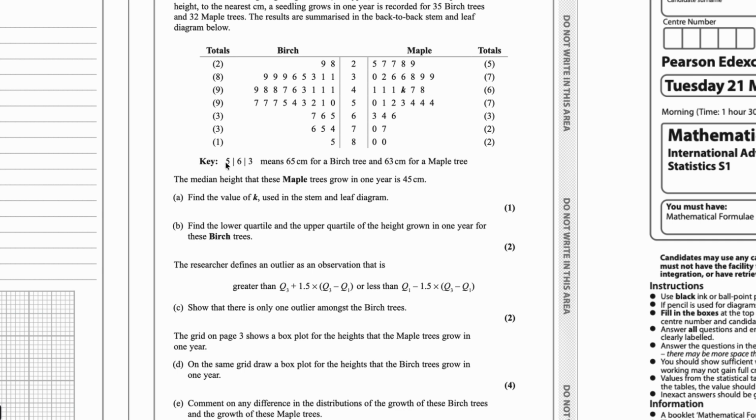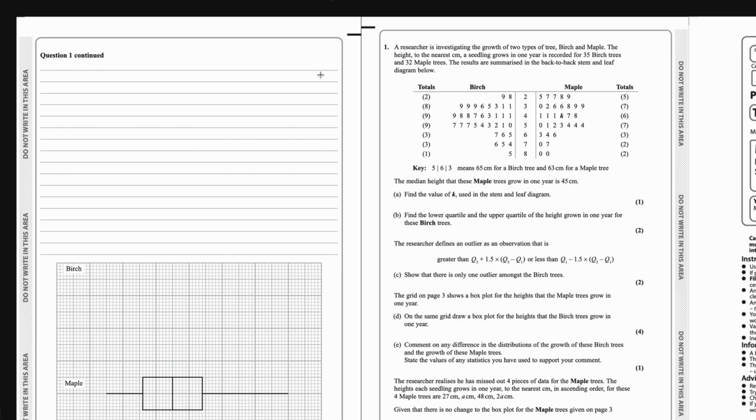So the key 5 | 6 | 3 means 65 centimeters for a birch tree and 63 centimeters for a maple tree. So this is 28, this is 25, this is 50, and this is 50, this is 65, 63, and so on and so forth. Find the value of K used in the stem and leaf diagram.